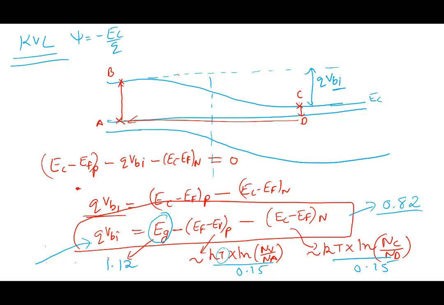So what will happen to built-in voltage as a function of temperature? Reduce. Almost linearly it will tend to reduce here because of this kT here and kT here. So built-in voltage will reduce with temperature. At room temperature it may have some value. At 50 degrees it will have some other value and all that.